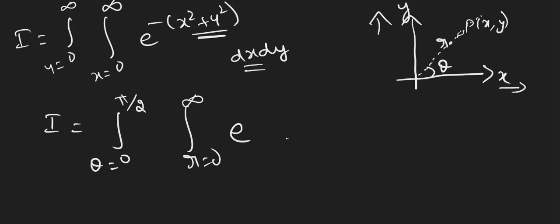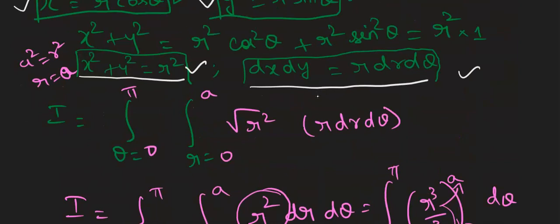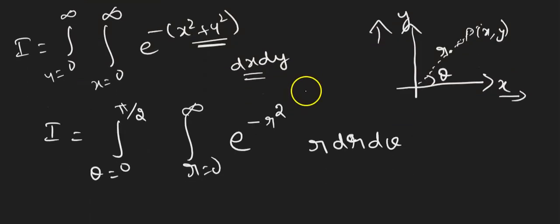And then e power minus x square plus y square, with the same substitution, x is equal to r cos theta, y is equal to r sin theta, so we are using x square plus y square is r square. So e power minus r square, and then dx dy is r dr d theta. The same substitution we are using.